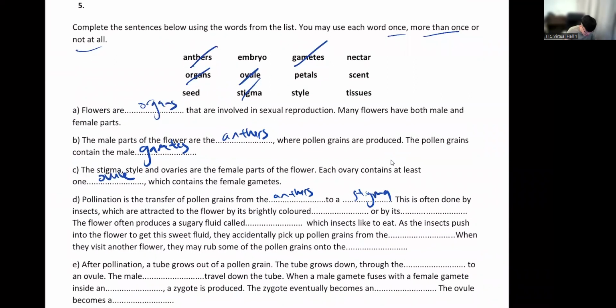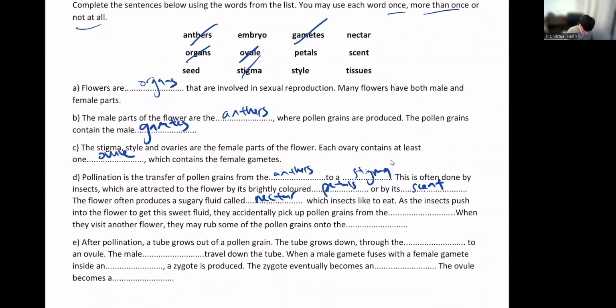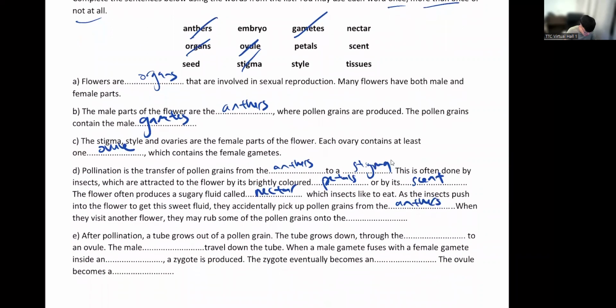So it's often done by insects which are attracted to the flower by its brightly colored petals or by its scent. Right, they smell nice. So the flower often produces a sugary fluid called your nectar, which becomes your honey, which insects like to eat. As the insects push into the flower to get this sweet fluid, they accidentally pick up pollen grains from the anther. When they visit another flower, they may rub some of the pollen grains onto the stigma.